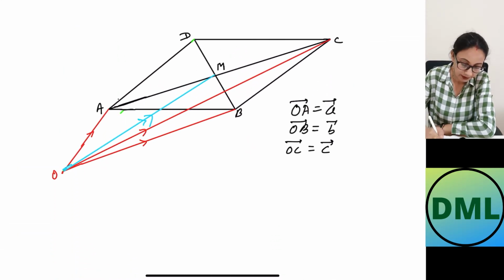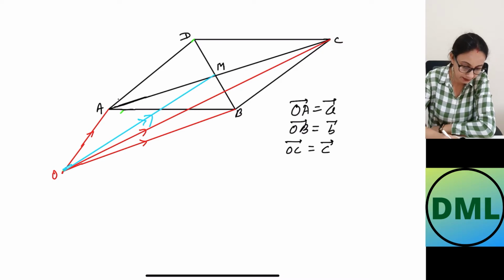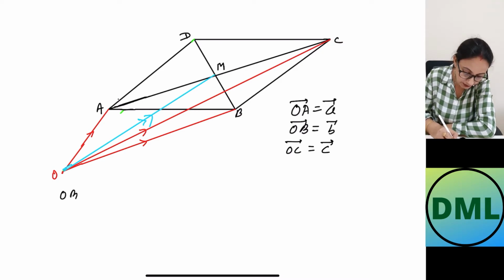Now we have to find out the position vector of M. So I have joined M with the origin O. As you can see, you can do it in two ways. You can see it in the triangle OAM also, or in the triangle OMC also. I'm going to do it right now with OMC. So OM vector will be written as OC plus CM vector.